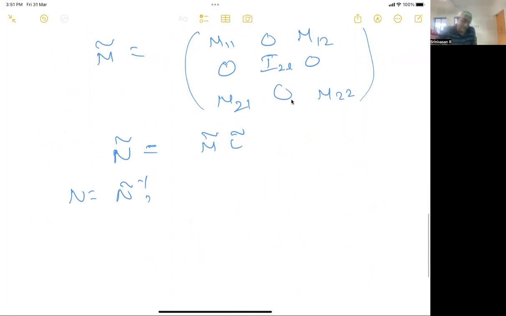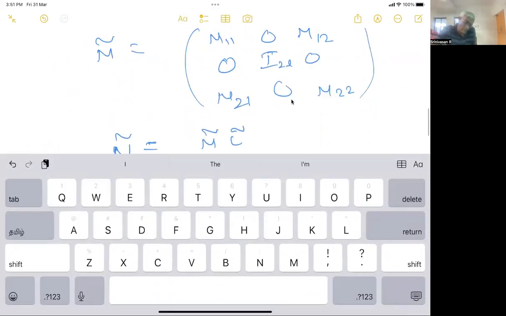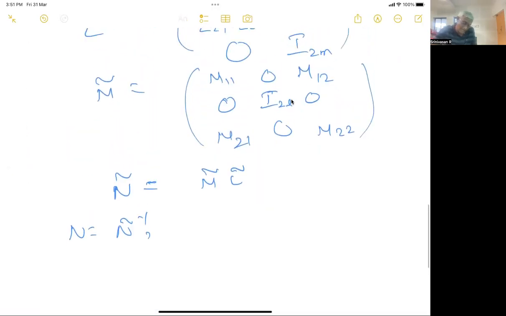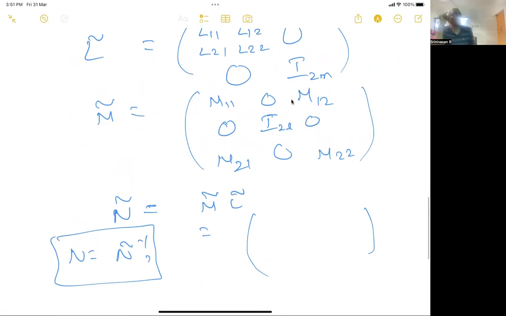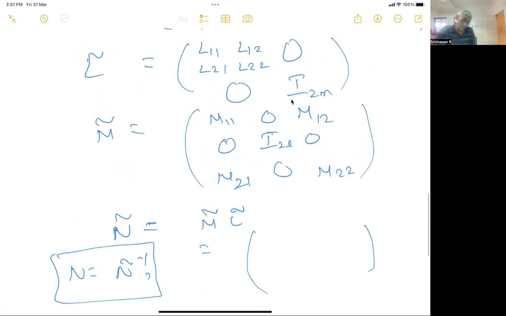Now it's clear. You just multiply. So M tilde, N tilde equal to what? I don't have to calculate each and every entry. I just have to calculate the first block row, first block column. So M and L tilde I have to write. So if you multiply, you will get M11 L11, right? Okay. And here it doesn't matter. I am not writing it.